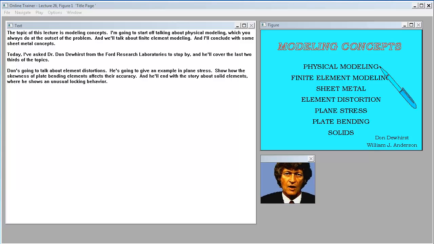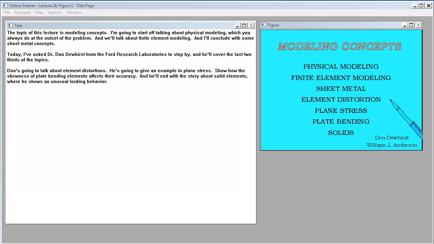Today I've asked Dr. Don Dewhurst from the Ford Research Laboratories to stop by, and he'll cover the last two-thirds of the topics. Don's going to talk about element distortions. He's going to give an example in plane stress, show how the skewness of plate bending elements affects their accuracy, and he'll end with the story about solid elements where he shows an unusual locking behavior.